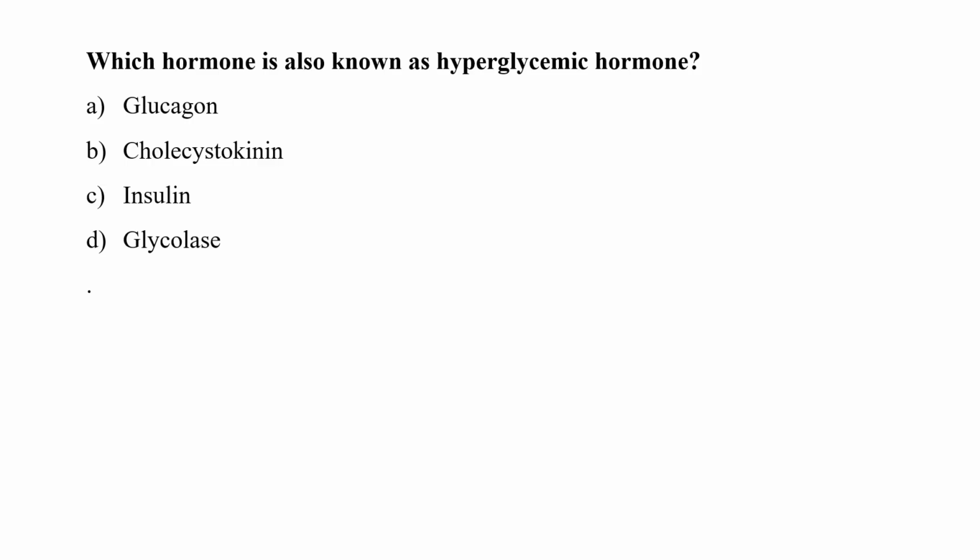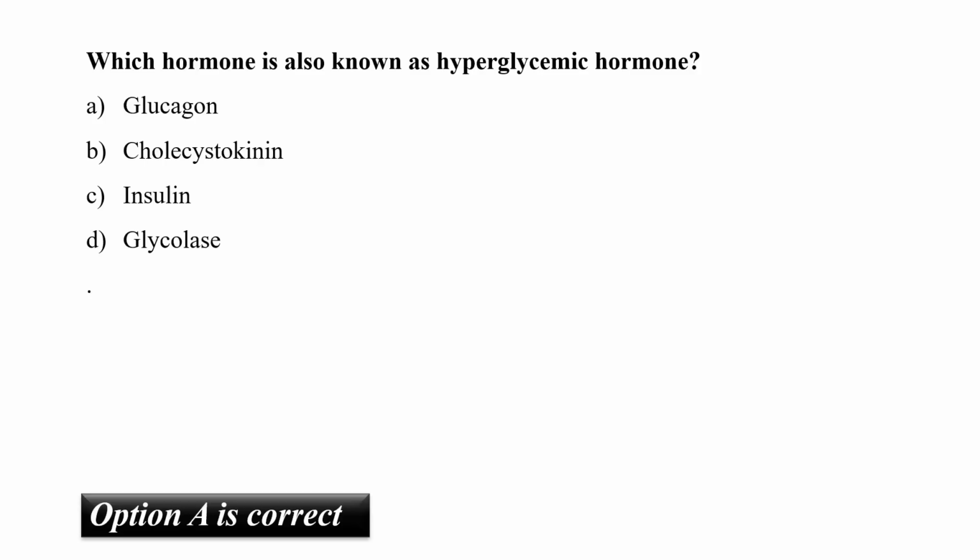Which hormone is also known as hyperglycemic hormone? That means which increases the glucose level in the blood. Glucagon, cholecystokinin, insulin or glycolase. Pancreatic glucagon promotes glycogenolysis, that means conversion of glycogen to glucose. It also promotes gluconeogenesis, that means the production of glucose from non-carbohydrate moieties. Eventually, both of these processes increase the blood glucose level. So glucagon is a hyperglycemic hormone, that it increases the glucose level in the blood.